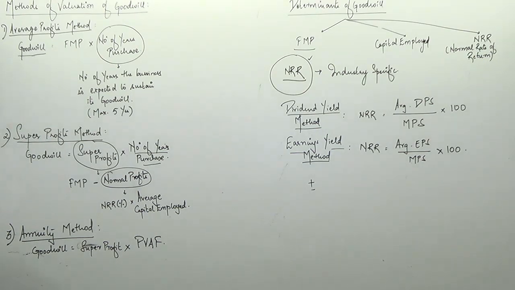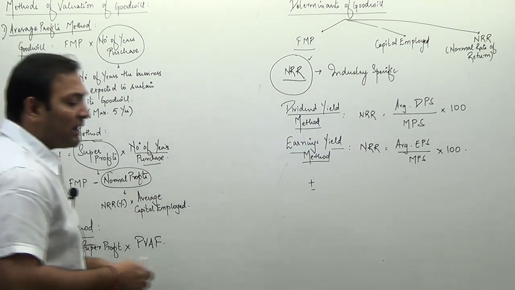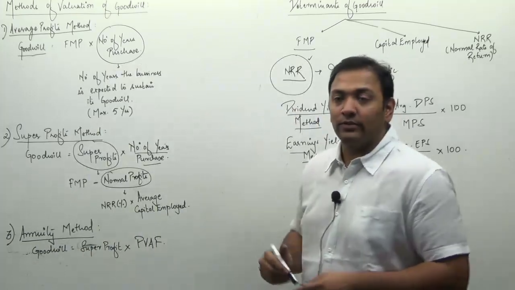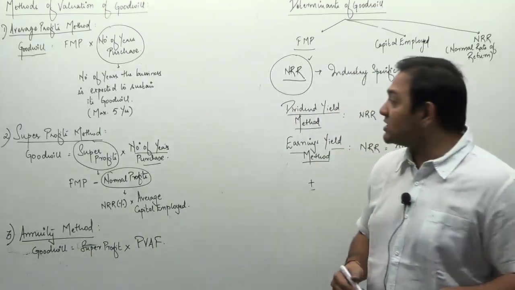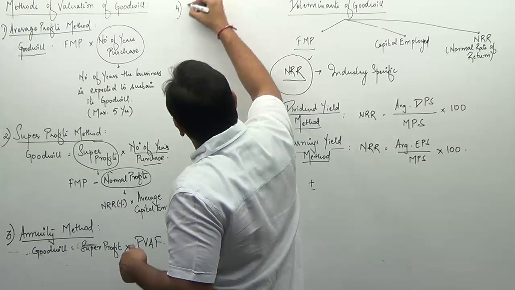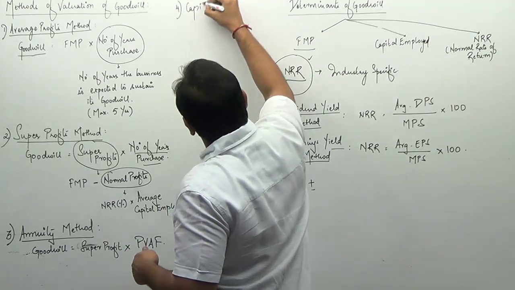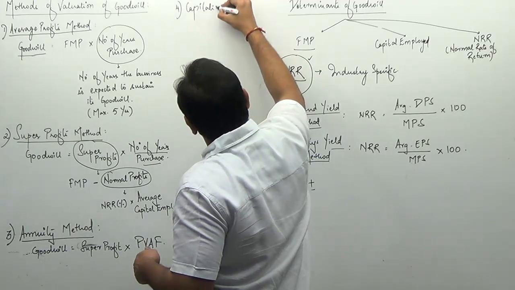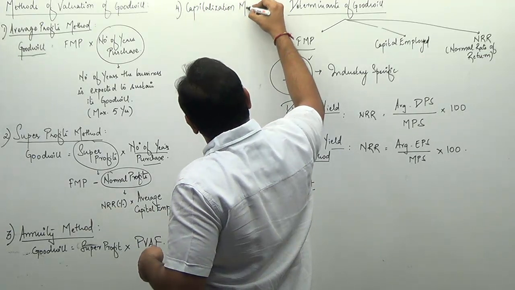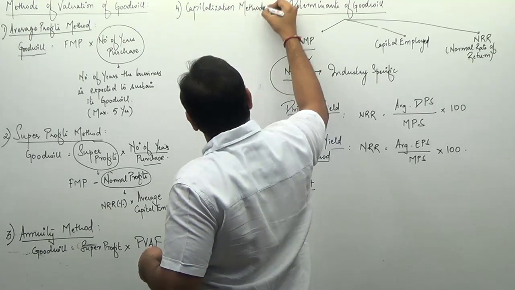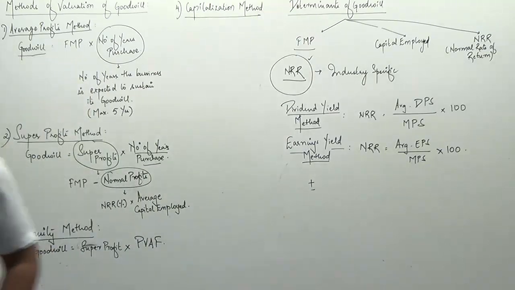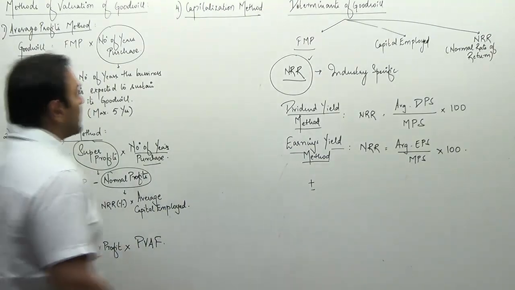Well, I won't call it a development of the fourth method, but if the number of years purchase is not given to you in the question, then don't try to make assumptions. When the number of years purchase is not given, we use another method called the capitalization method. This method does not use number of years purchase at all. How do we calculate goodwill as per the capitalization method?